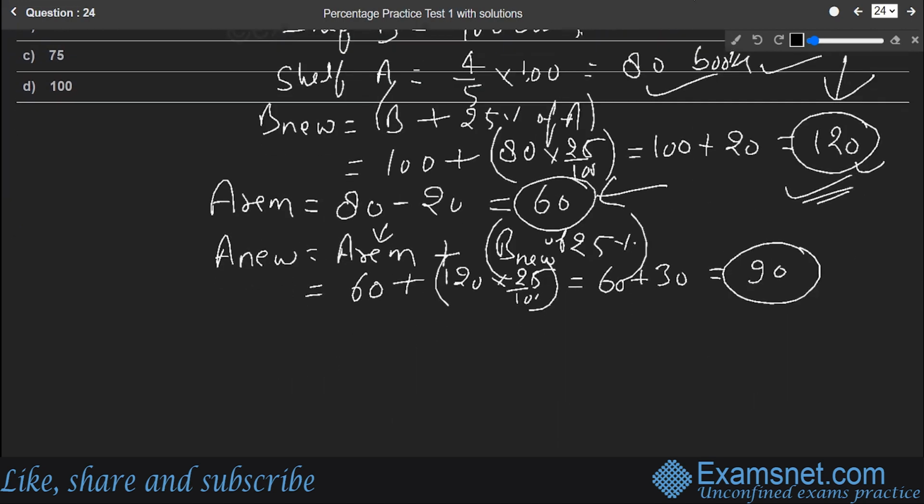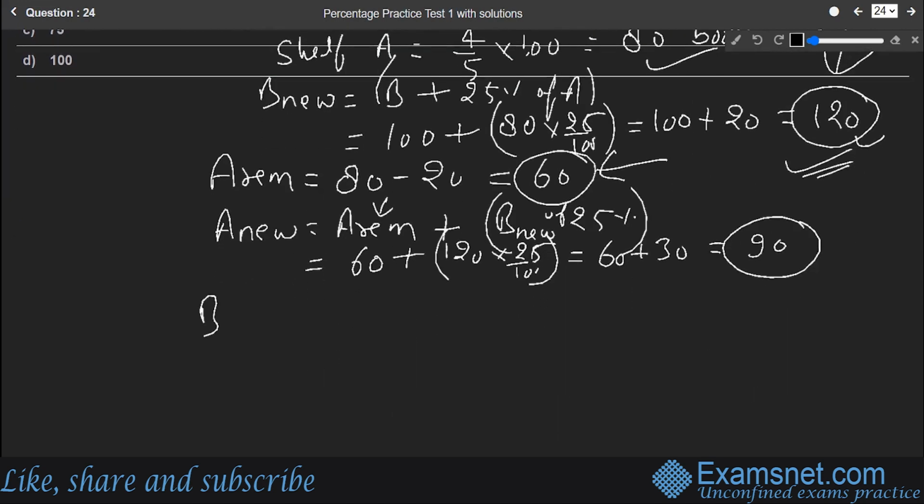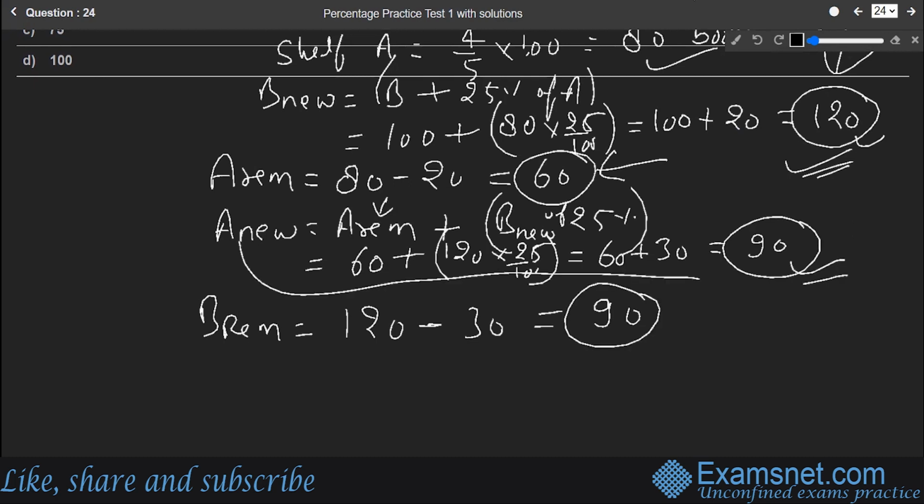Now, as B has transferred, what is the B remaining data? B remaining data is 120 minus 30, because B has transferred 25% of it to A. So that is 90. So B remaining is going to be 90 and the new A value is also 90. So actually, after both transfers, A and B have the same number of books.